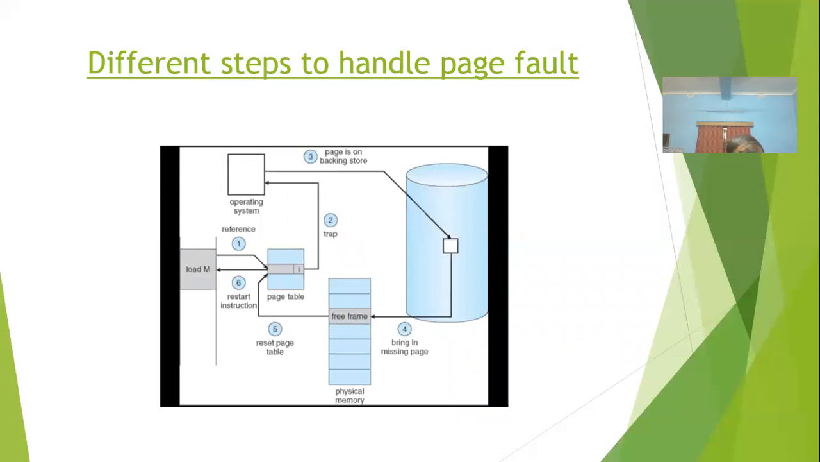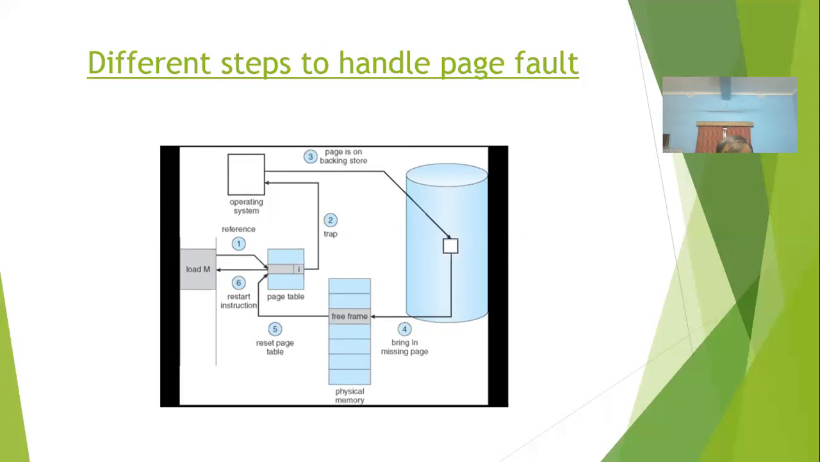Now, next is another diagram. In this diagram, some different steps are shown. Those are the steps that will be needed when a certain type of page fault happens in the system. As I told you, a page fault means a page is required, but that page is currently not present in the memory system. Then what is to be done?